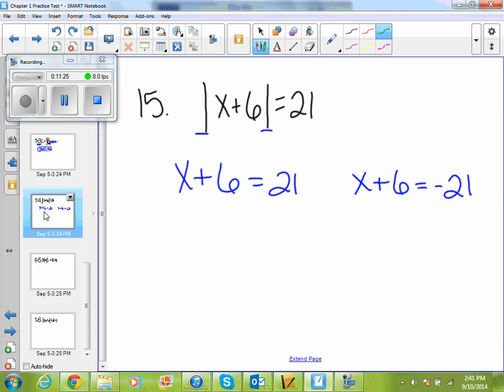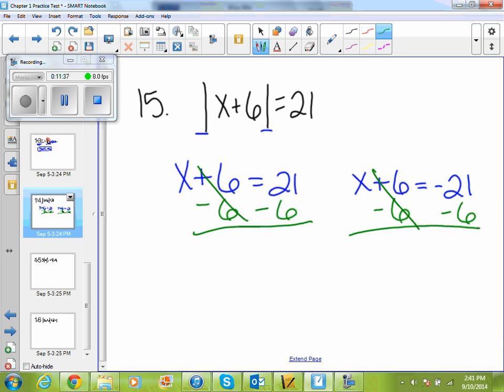Okay, so how do I get the x by itself? Subtract 6 from both sides of each equation. Those 6's then cancel. I bring my x's straight down. And what's 21 minus 6? 15. So my first x equals 15. What's negative 21 minus 6? Negative 27. So my second answer would be negative 27.